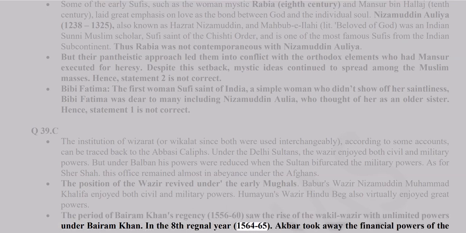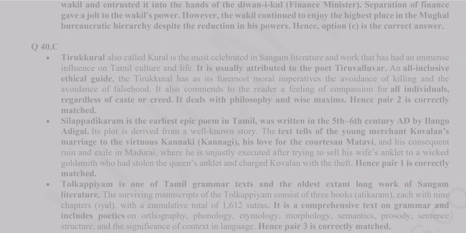In the 8th regnal year, 1564-65, Akbar took away the financial powers of the Wakil and entrusted it into the hands of the Diwan-i-Kul, finance minister. Separation of finance gave a jolt to the Wakil's power. However, the Wakil continued to enjoy the highest place in the Mughal bureaucratic hierarchy despite the reduction in his powers. Hence, option C is the correct answer.